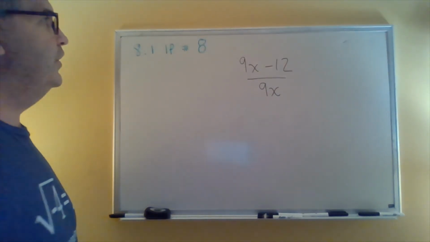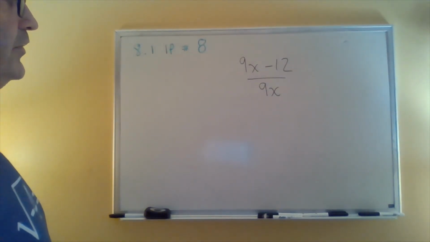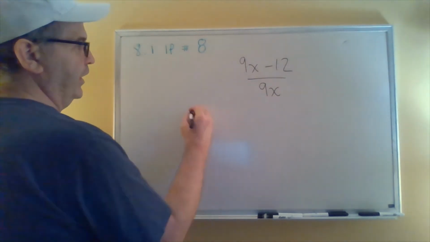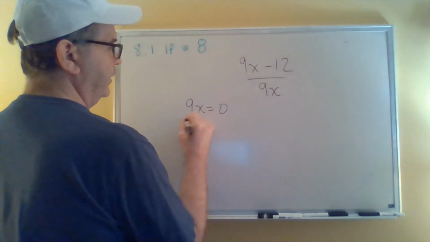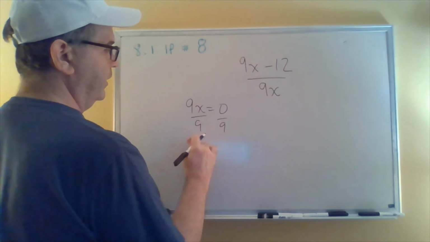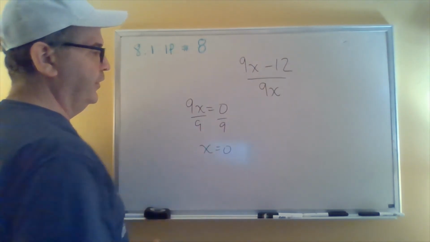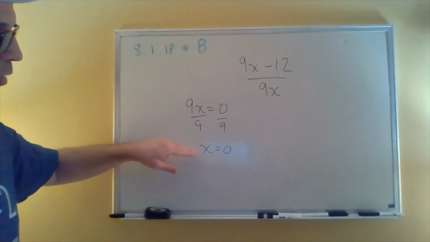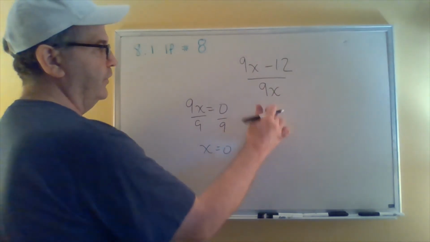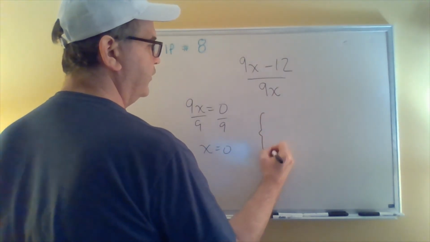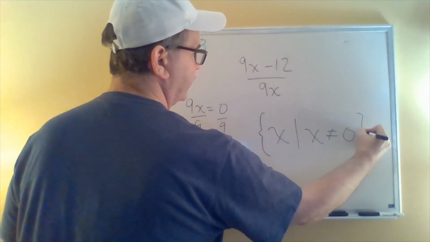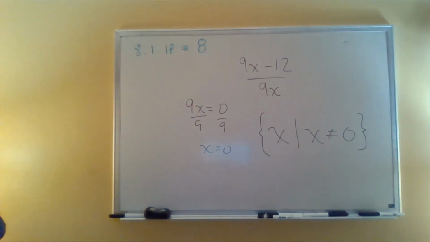Let's look at number 8. We have 9x minus 12 over 9x. What are our excluded values here? Well, those are the values going to make our denominator equal to 0. So I'll just set it up that way. 9x equals 0. Divide each side by 9. And I get x equals 0. That's the value that x cannot be. As soon as x is 0, that makes our denominator 0, which makes our expression undefined. So our domain is going to be x such that x does not equal 0. And there's our answer for number 8.